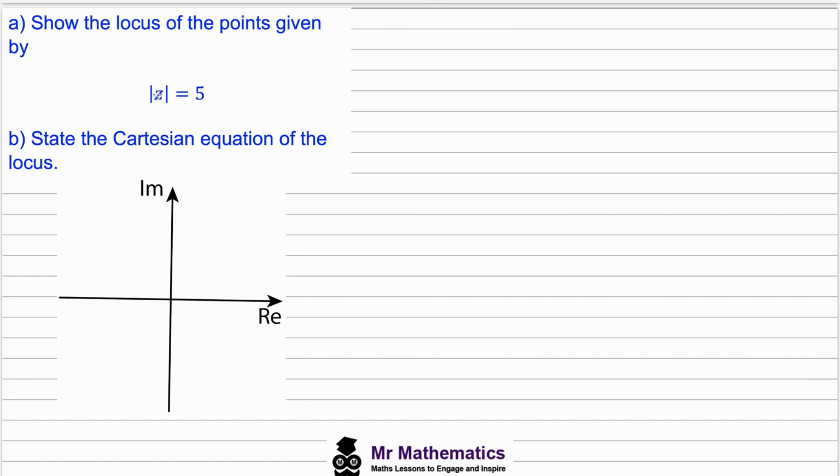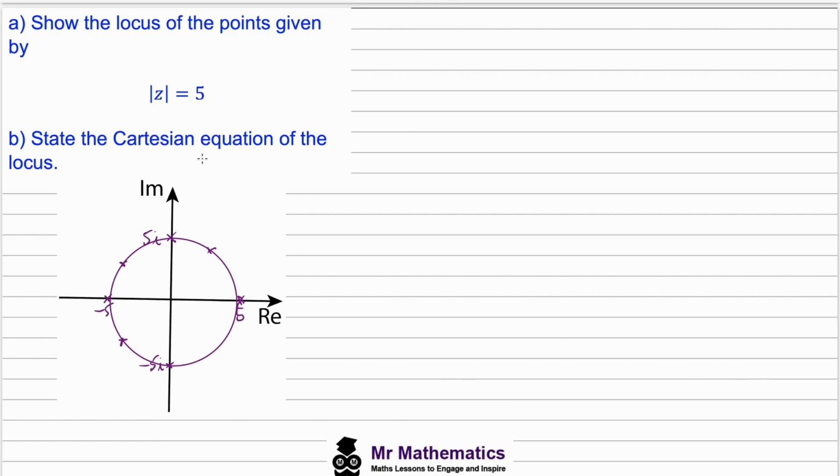So if we were to plot this complex number on an Argand diagram, we're told its magnitude is 5, so it could have a real part of positive 5. It could also have an imaginary part of 5i, or a real part of negative 5, or an imaginary part of negative 5i. At any one of these 4 points, the magnitude coming from the origin would be 5, but it could also be at this point, or at this point, or it could be at any point along the circumference of this circle. So this is the sketch of a locus.